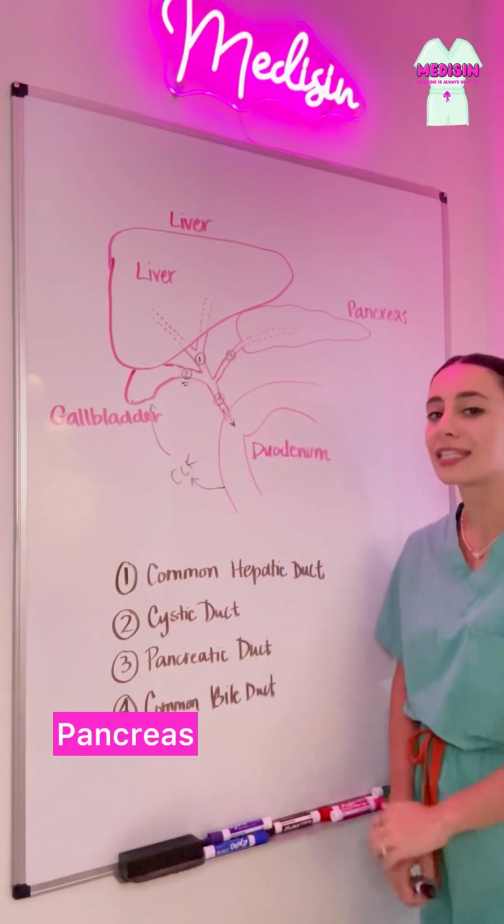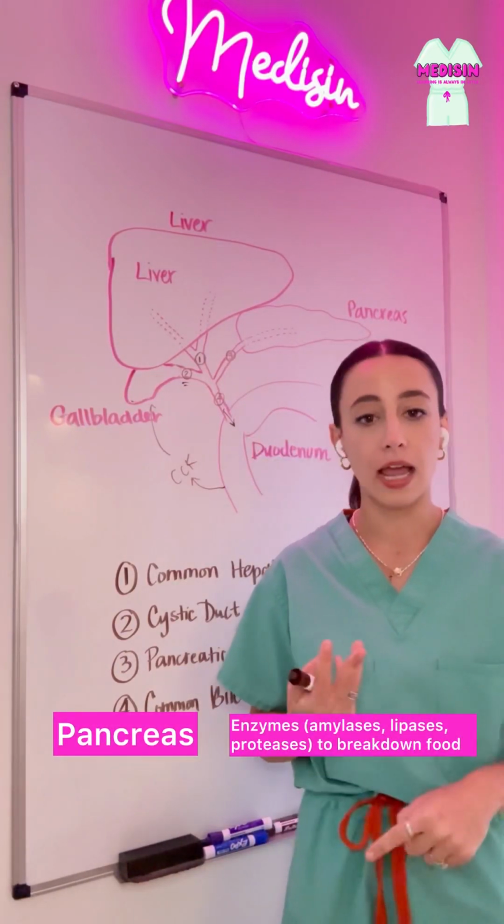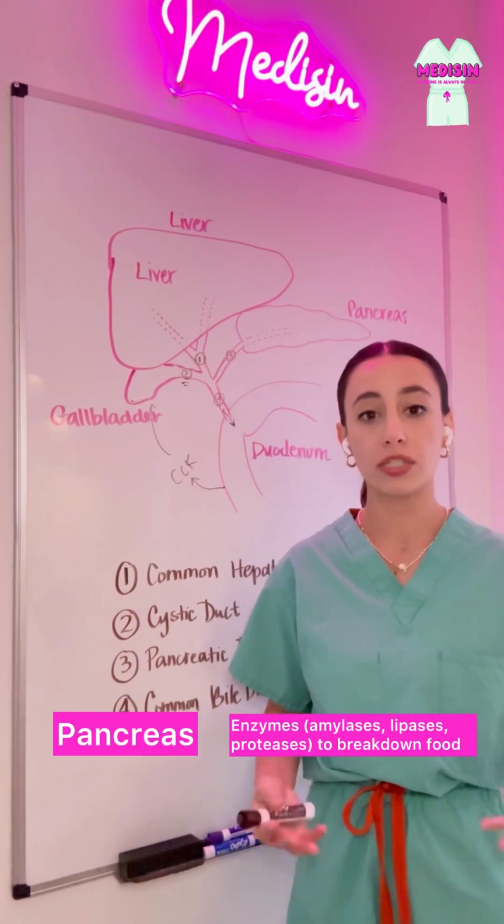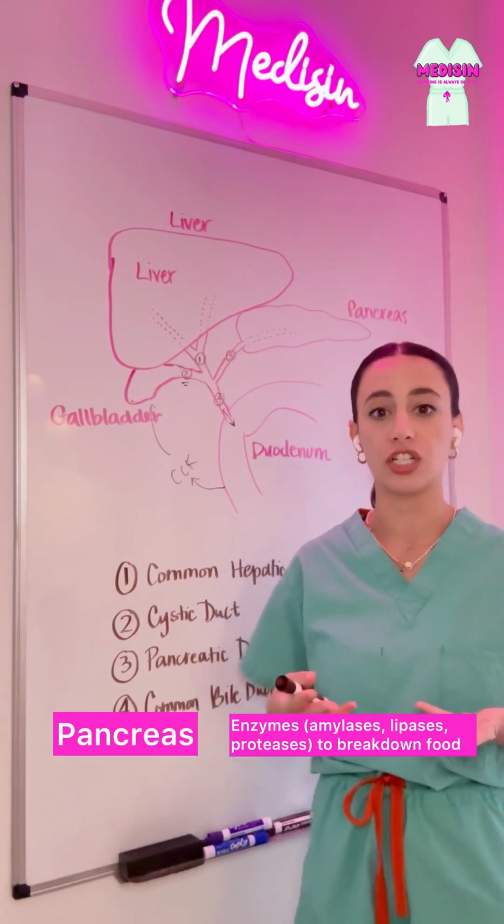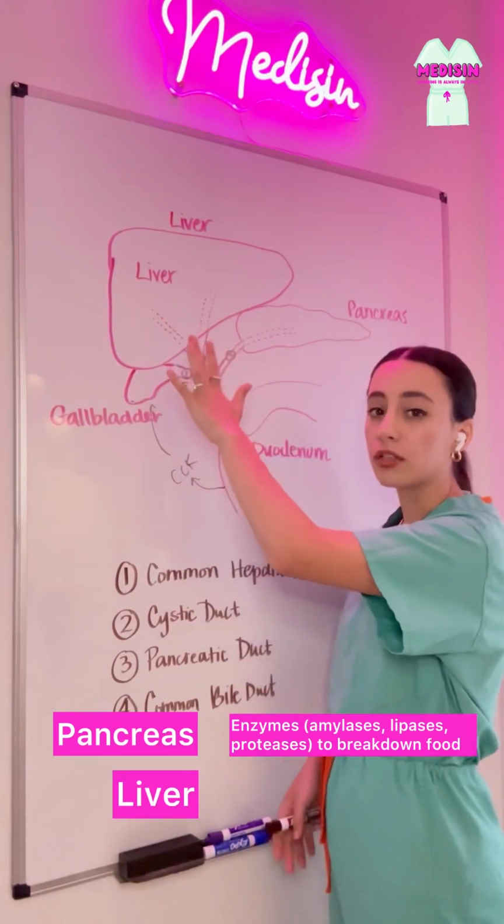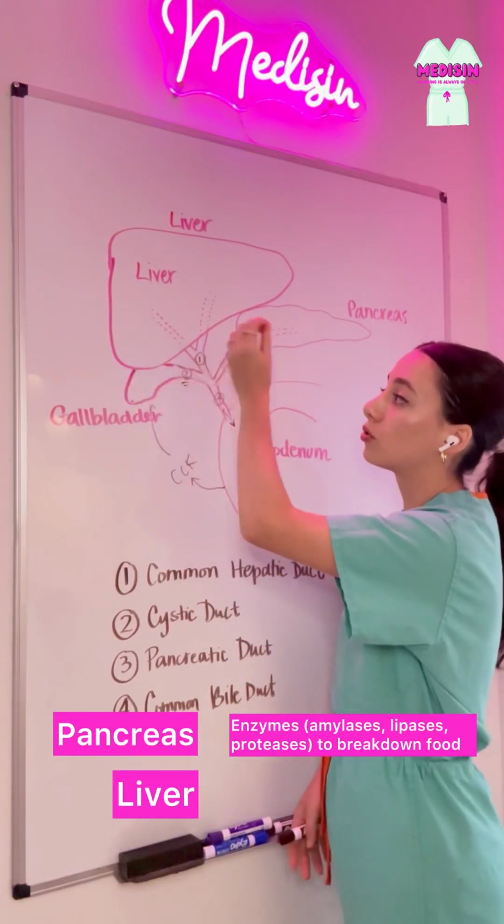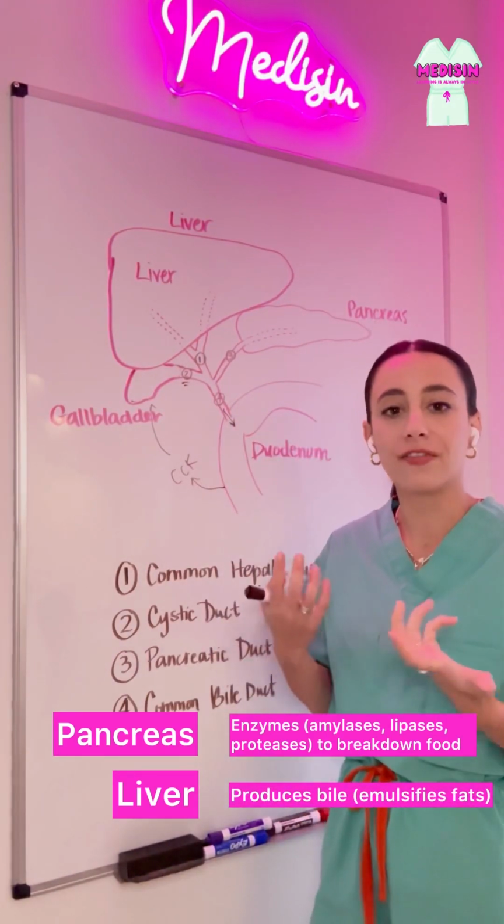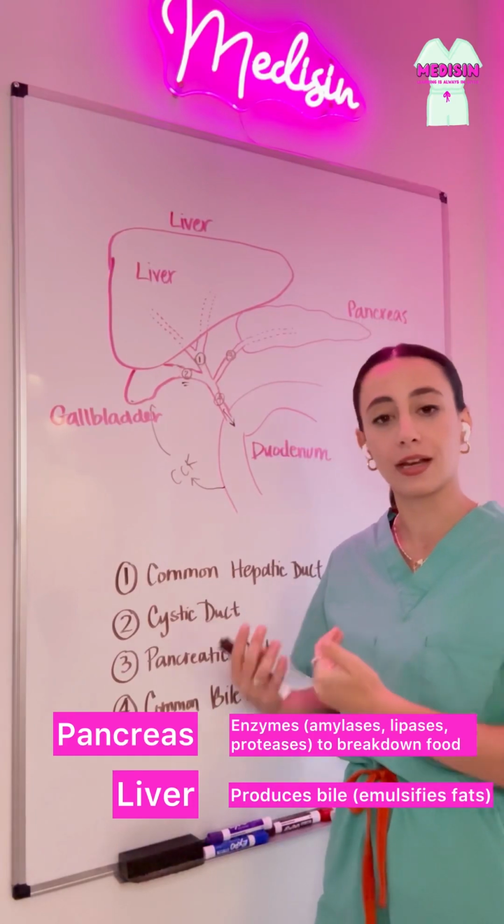The pancreas creates enzymes like amylases, lipases, and proteases that help break down sugars, fats, and proteins from the food we eat so they're easier to digest. The liver does a bunch of stuff. One of the things it does is produce bile, which helps emulsify or wrap around and help break down fats so they're easier to digest and then absorb.